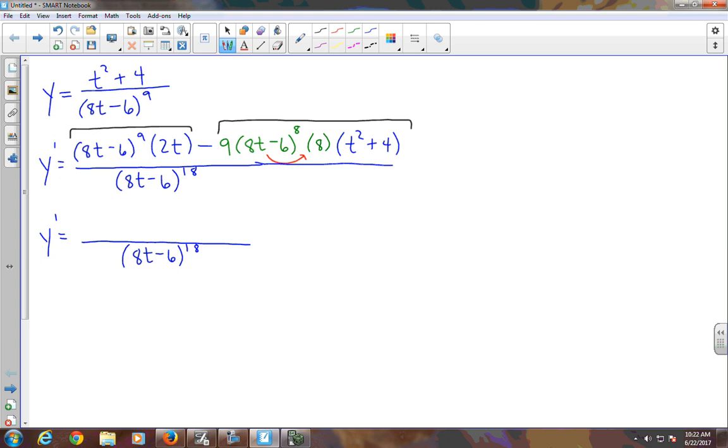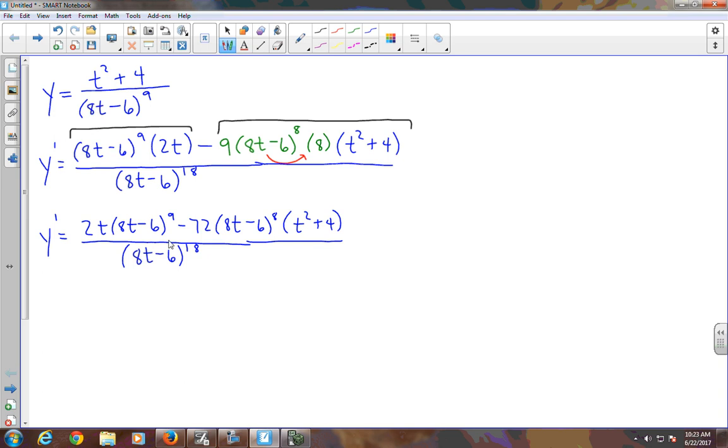Now, before I do that, maybe it would be easier if we clean it up a little bit, right? Let's take our little monomial factors to the left. So we have 2t times 8t minus 6 to the 9th. And over here, we can multiply the 9 times 8 to get 72. We have 8t minus 6 to the 8th. And t squared plus 4. A little easier to look at now, and I can figure out what they have in common.